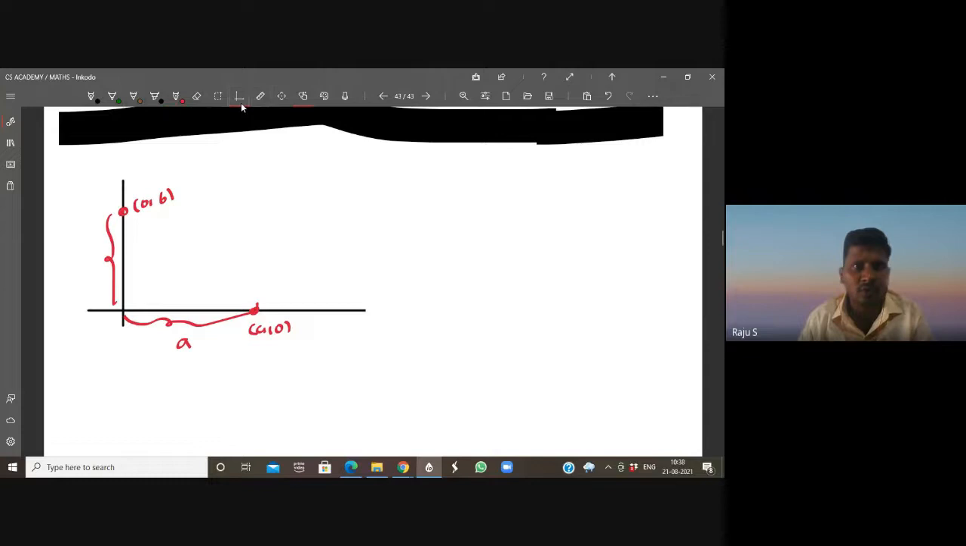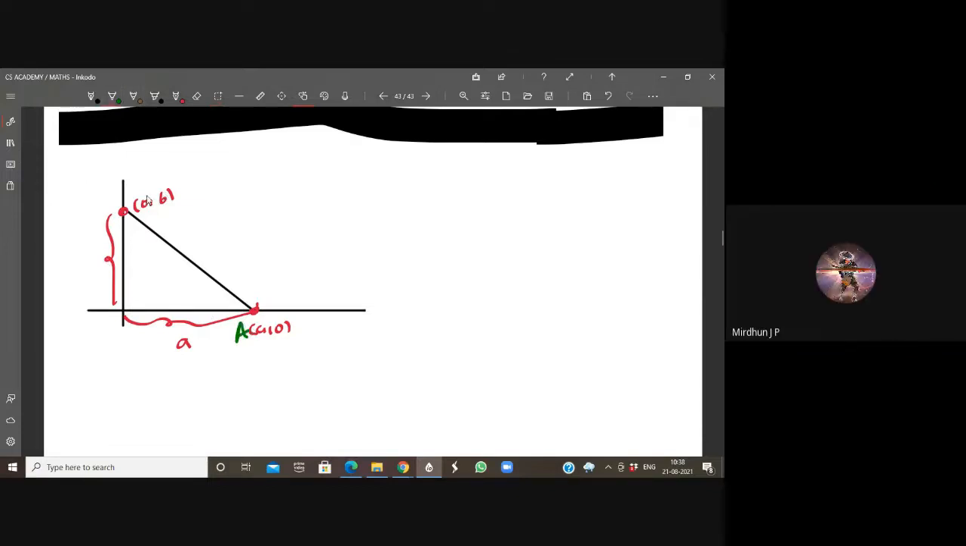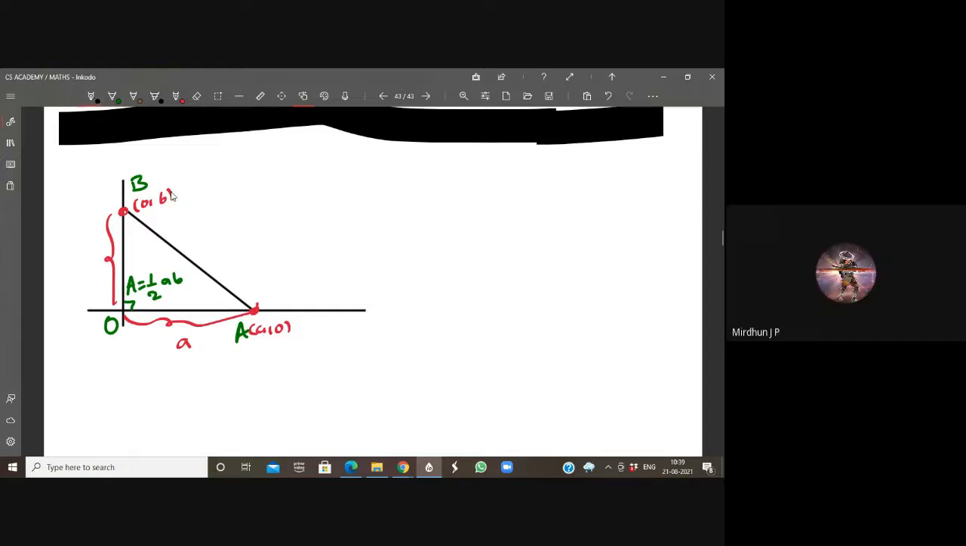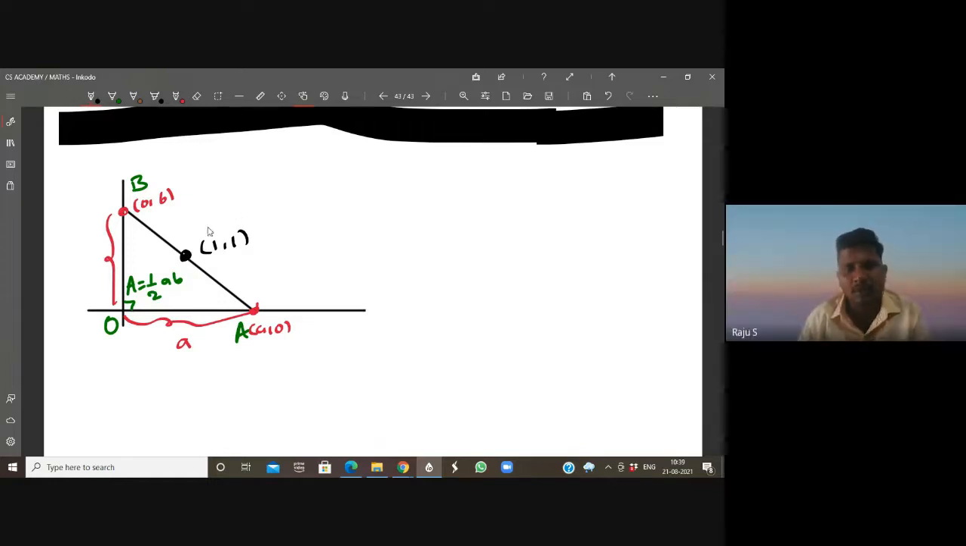When I join these two points, it will form a triangle. Here the angle at the origin is 0. The area, capital A, is 1 by 2 AB, since it is a right angle triangle, half into base into height. What will be the length of the hypotenuse? The length of the hypotenuse is root over a square plus b square. Yes or no? Students: Yes, sir.